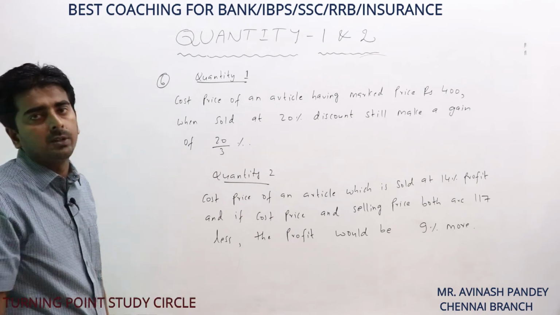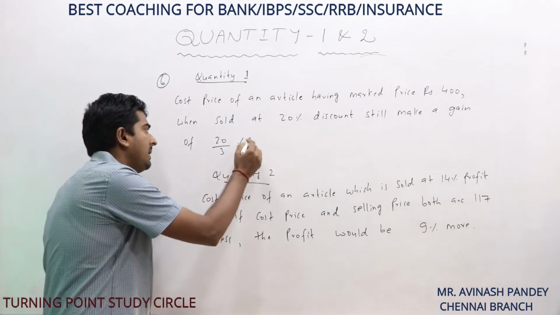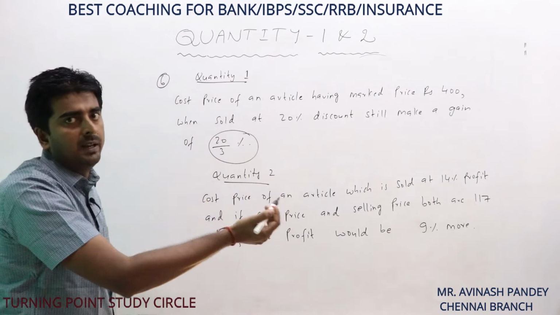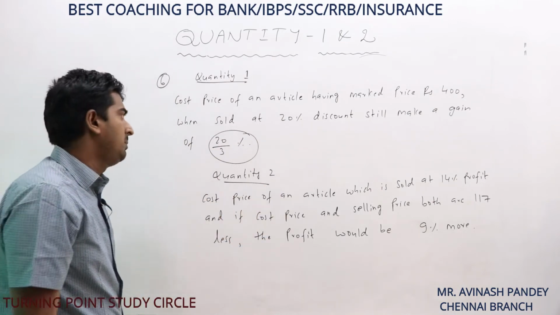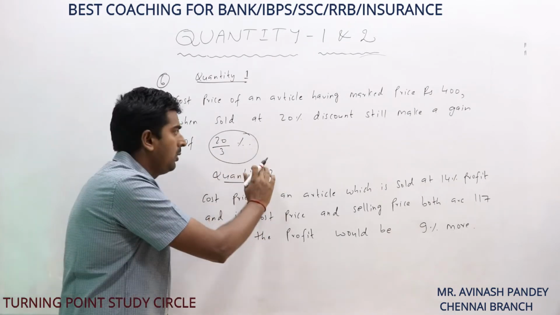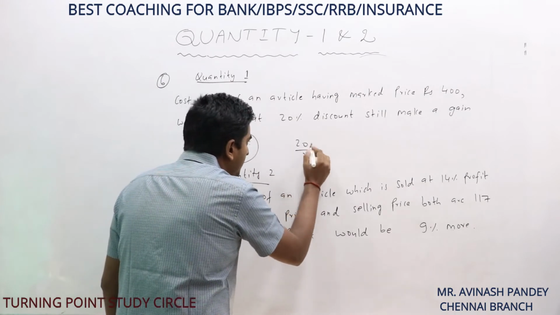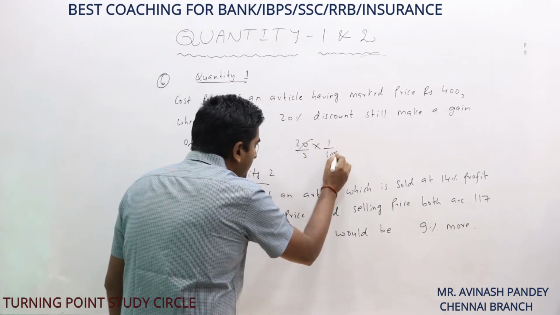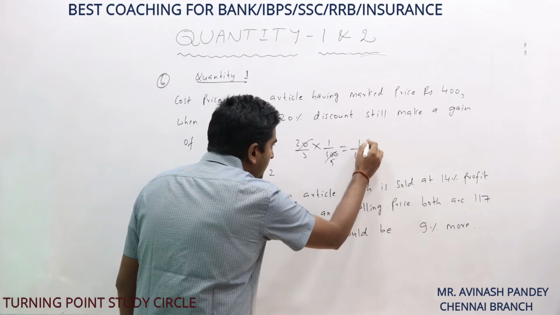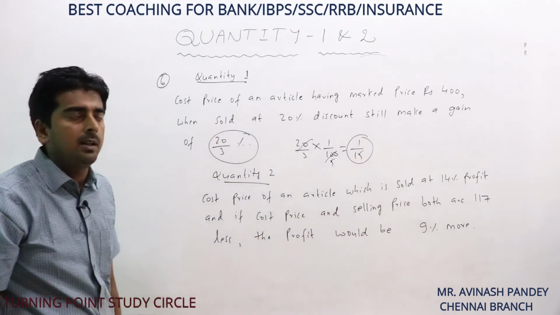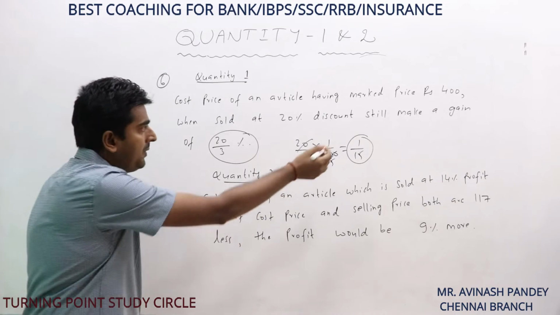So how to solve this question? First of all, you should know the fraction value of 20 by 3%. What is the meaning of 20 by 3%? It is nothing but 1 by 15, which you need to memorize. Suppose if you don't know, it is nothing but 20 by 3 into 1 by 100. So 20 by 3% value is nothing but 1 by 15, right? So profit is 1 by 15.